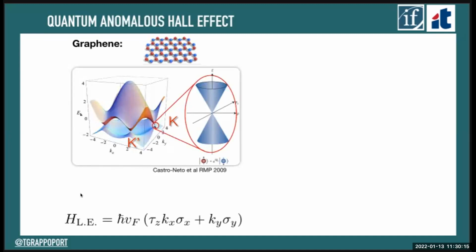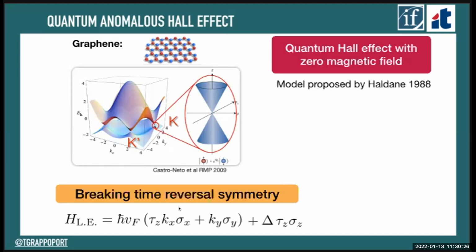graphene at low energy. We can write just this Dirac equation. We have the 2 inequivalent points K and K prime. And we can break time reversal symmetry in this system by including this mass term, which is proportional to tau z, which is the isospin of the valleys, and sigma z of the sublattice. And this is basically the model proposed by Haldane in 1988.